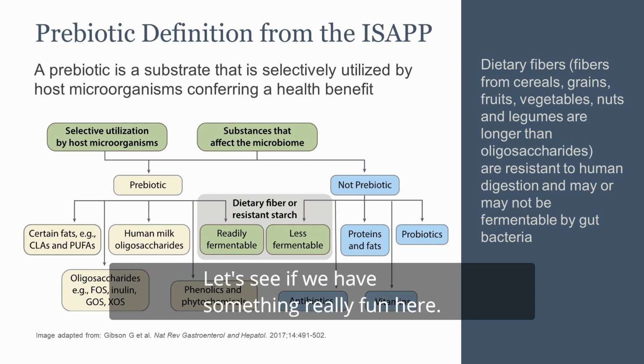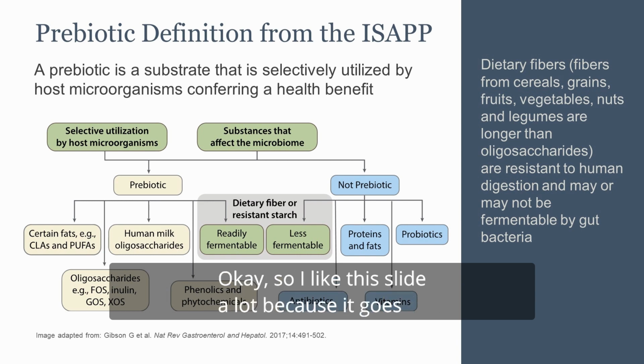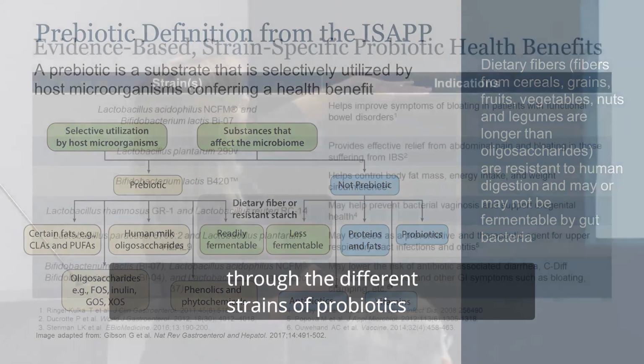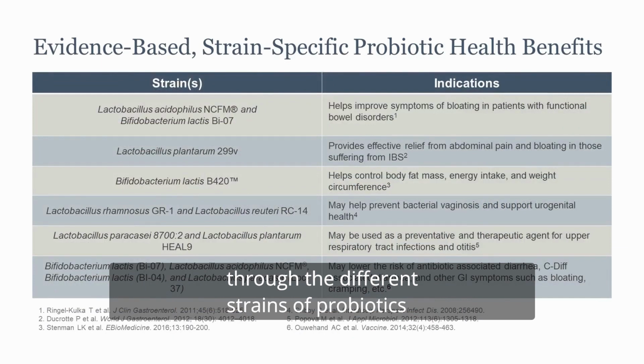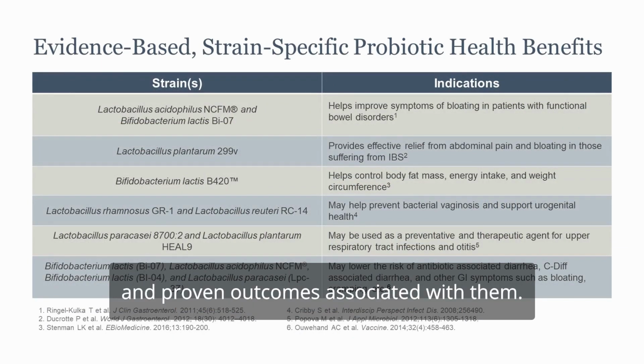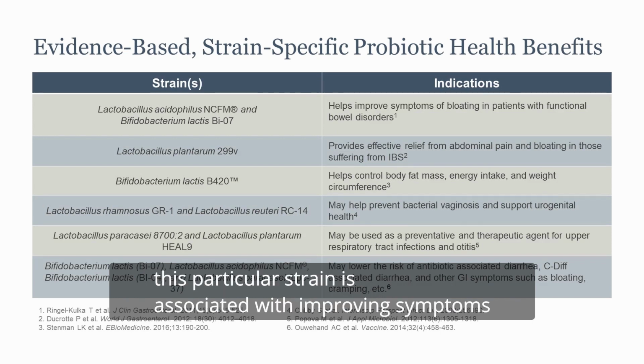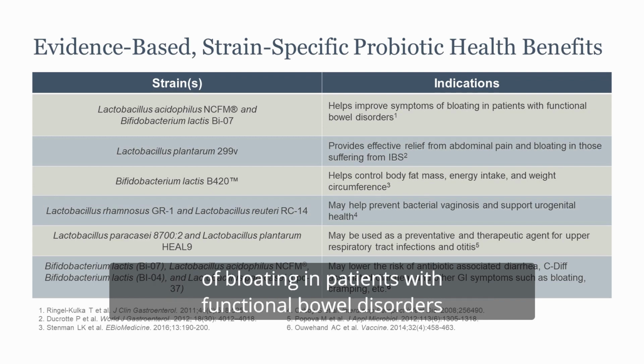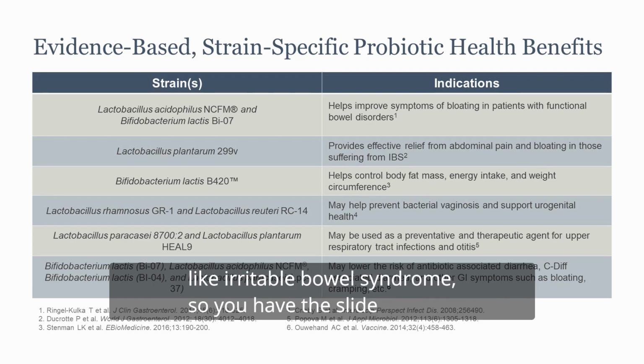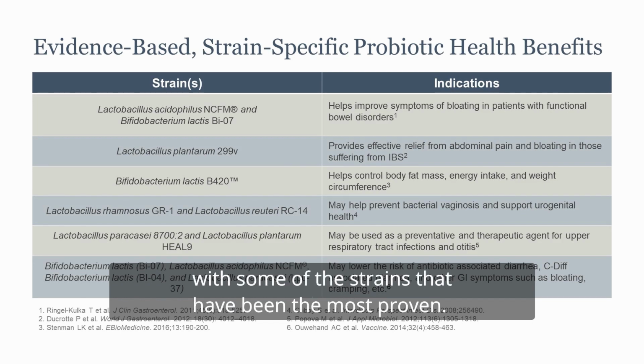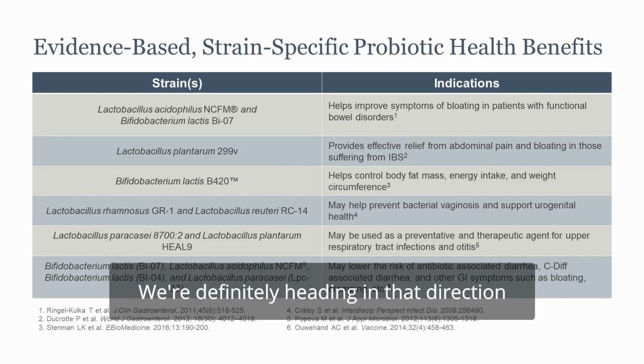Let's see if we have something really fun here. Okay, so I like this slide a lot because it goes through the different strains of probiotics and proven outcomes associated with them. An example here at the top: this particular strain is associated with improving symptoms of bloating in patients with functional bowel disorders like irritable bowel syndrome. So you have this slide with some of the strains that have been the most proven. We're definitely heading in that direction of being more strain specific.